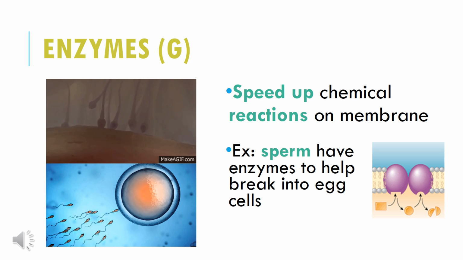If you look at that picture on the bottom left, they have to break through that outer layer of the egg cell in order to access the nucleus and actually fertilize the cell. So the better the enzymes, the faster they work, and the more of them that are located on the cell membrane, the faster that sperm is able to penetrate the egg cell and fertilize it.